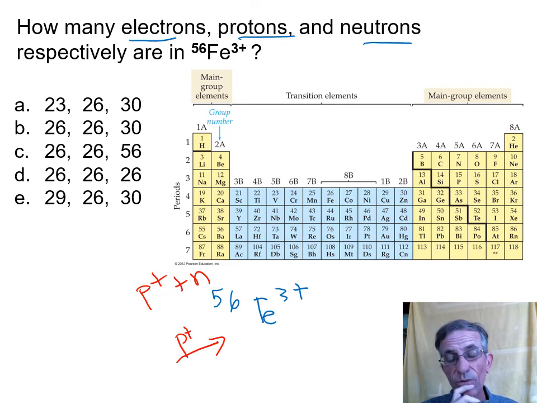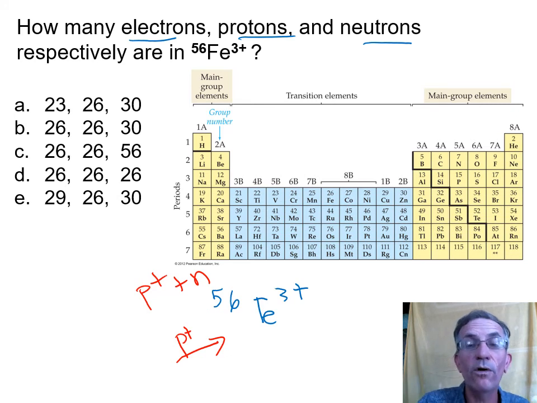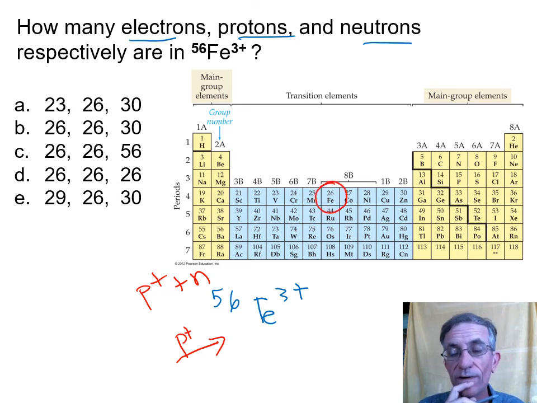And is there any way to know that number? Because they didn't write it, I've got to know it. Oh, if you're iron, you've got 26 protons. So even though they didn't write 26 there, you can figure that out, because if I tell you iron, iron atom, iron ion, doesn't matter, 26 is your protons. So the bottom number is 26, the atomic number. There we go.